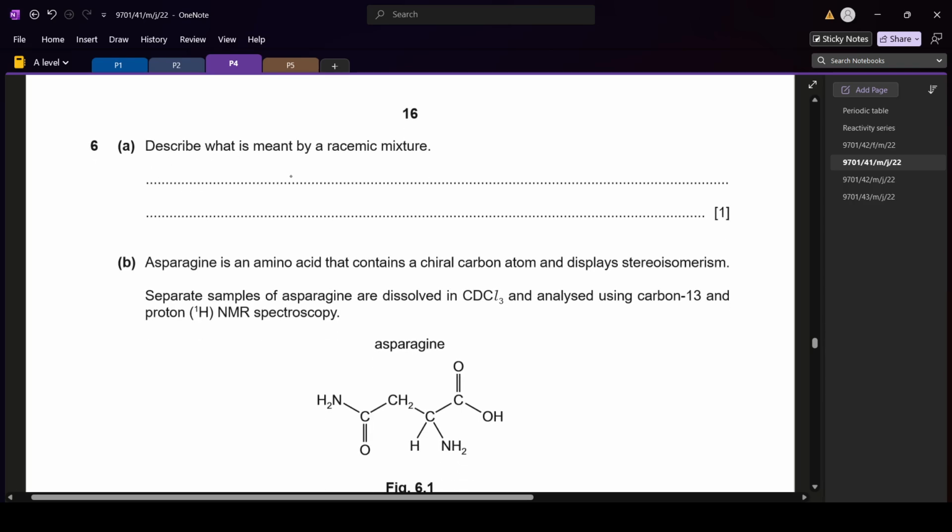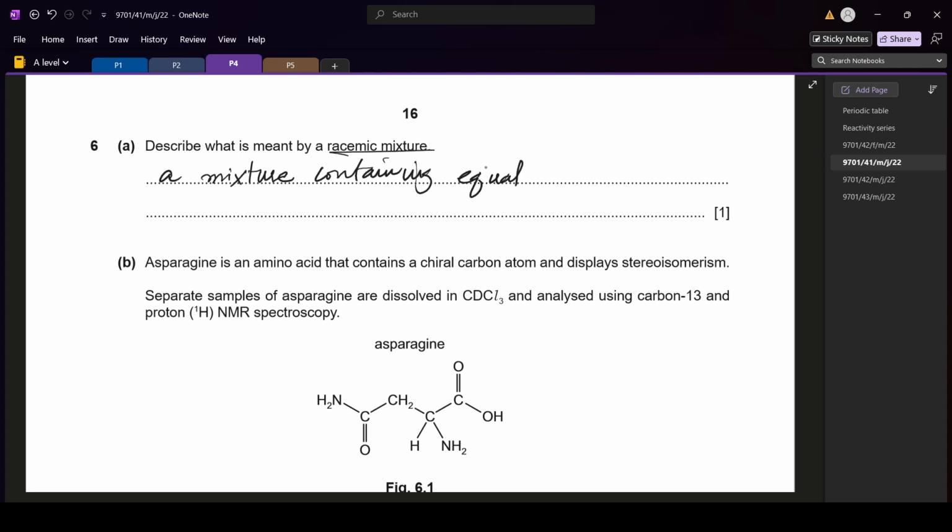Question number 6, describe what is meant by racemic mixture. So the racemic mixture is a mixture which contains equal amounts of each optical isomer. A mixture containing equal amounts of each optical isomer. Okay.